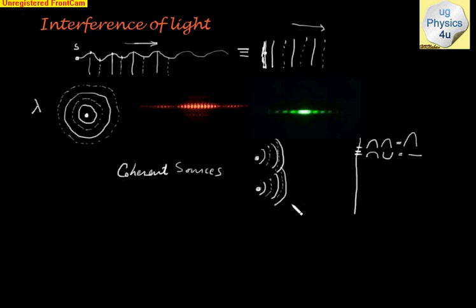Coherent sources can be obtained by many techniques, but this double slit method was used by Young first of all. So it is called Young's double slit method of obtaining an interference pattern. I will discuss Young's double slit experiment in the next video.